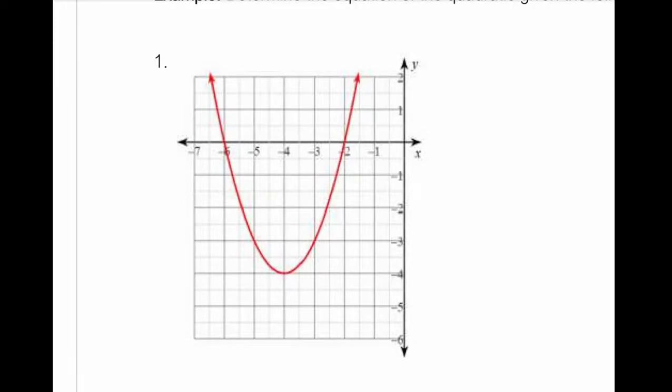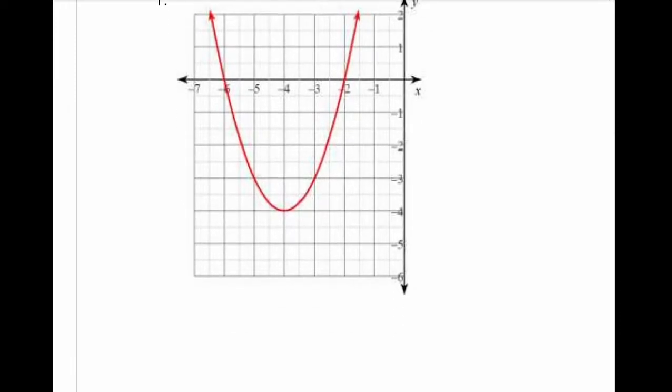So looking at my first example, I need to find my vertex. My vertex is right here, the lowest point in this case, and this vertex is (-4, -4). So from that, I can tell that my h value is -4 and my k value is -4. The next thing I need to figure out is, what is my a value?